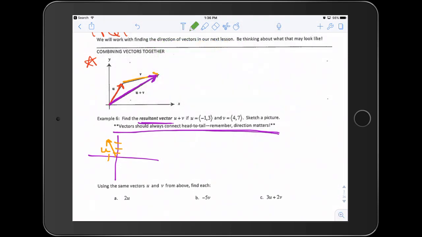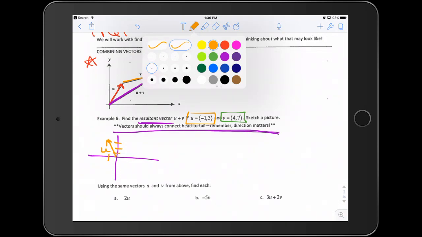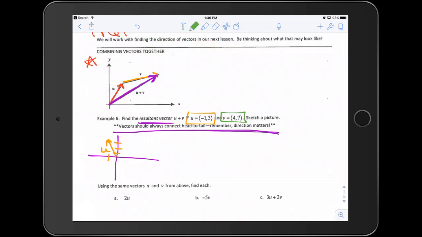Then I'm going to switch colors for the v vector. The v vector is going to be in green. There we go. So for the v vector, you're doing <4, 7> off of this u vector. So you're going 1, 2, 3, 4, coming off of this head and counting over 4 and then up 7: 1, 2, 3, 4, 5, 6, 7. So it's going to be way up here. This is not the best picture.